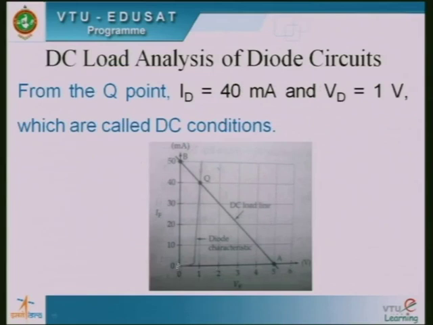So here you can see that this is nothing but the VI characteristics of the diode, and this straight line is nothing but the DC load line, representing the DC load here. The intersection of this DC load line and the VI characteristics of the diode provides one intersection point that is called the Q point, which is the quiescent point. Quiescent means silent, that is, in the absence of the AC signal, whatever DC condition exists is represented by the Q point.